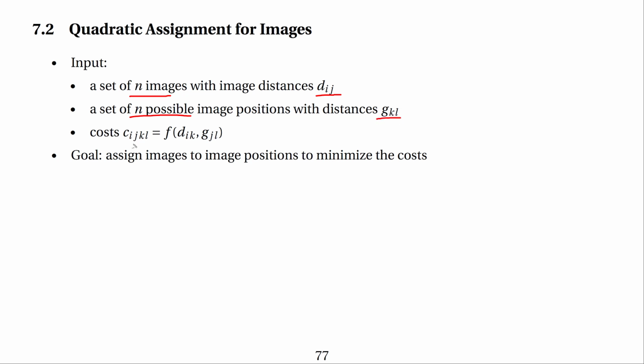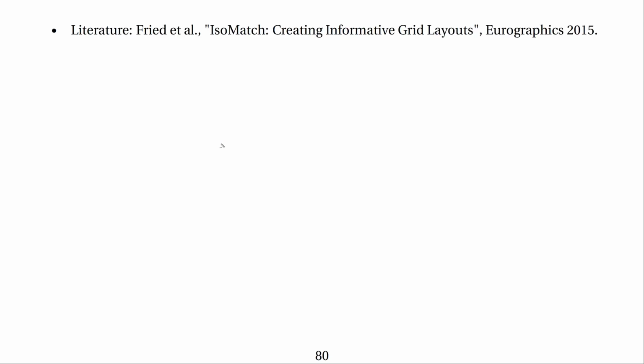And the costs are modeled as Cijkl is a function of f, the distance between the images i and k, and the distances between the image positions j and l. One example paper using this formulation is IsoMatch, creating informative grid layouts.